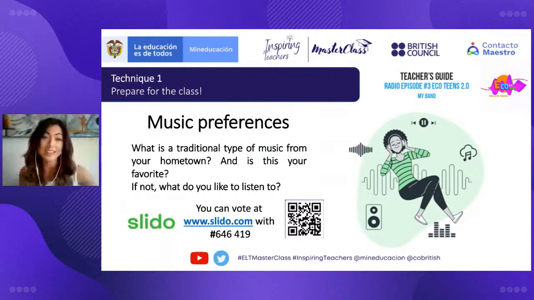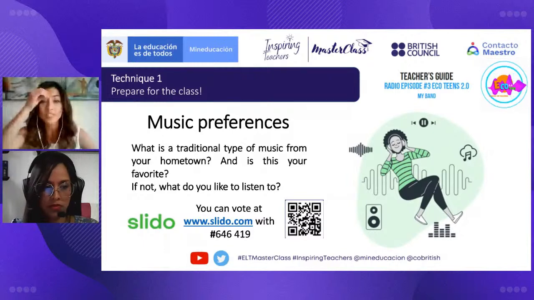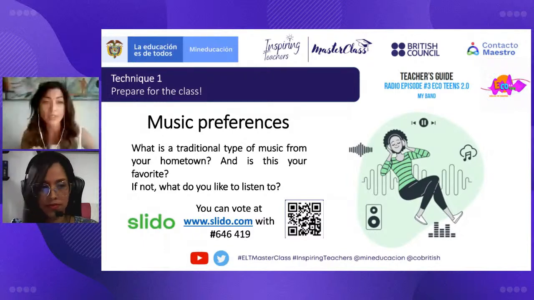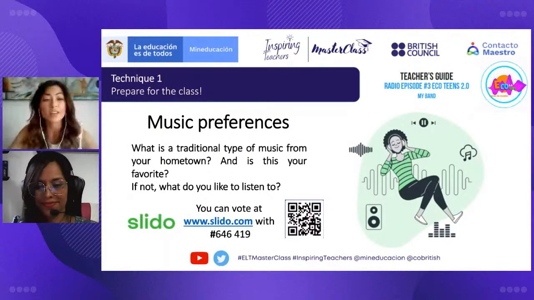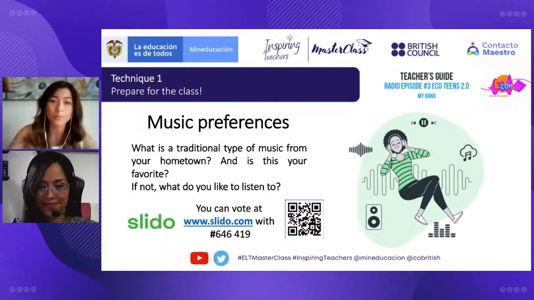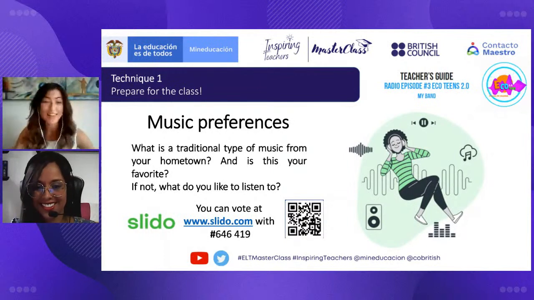So please, if you are watching this masterclass right now, check the comments below. We will be sharing that link that you see on the screen and also a code. In order to participate in the poll, you need to enter that code, or you can scan the QR. In the meantime, I'm going to invite my guest teachers to answer this question. If I could have our teachers, maybe Diego, Eliana, and Handy, answer the question.